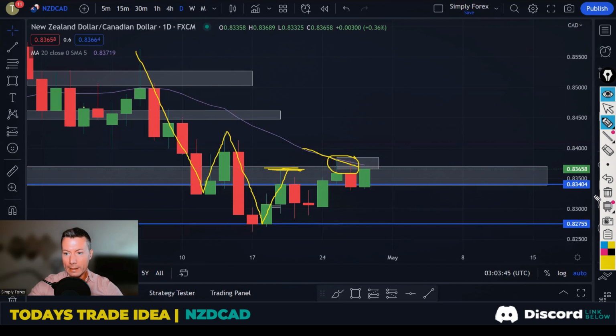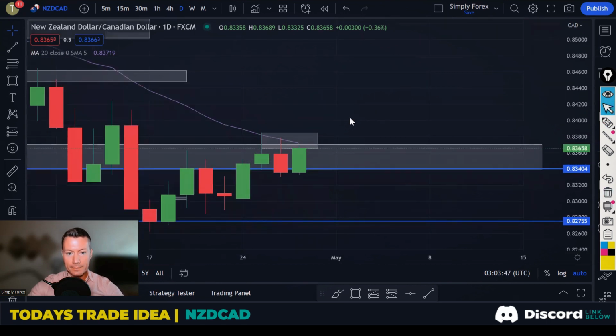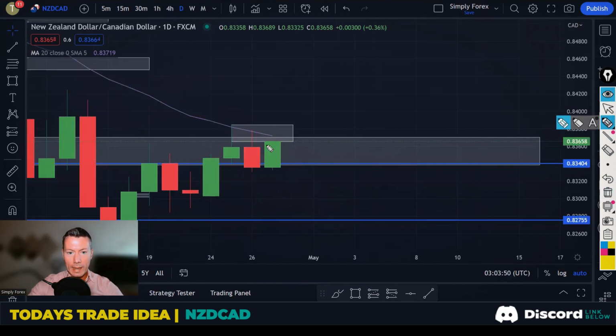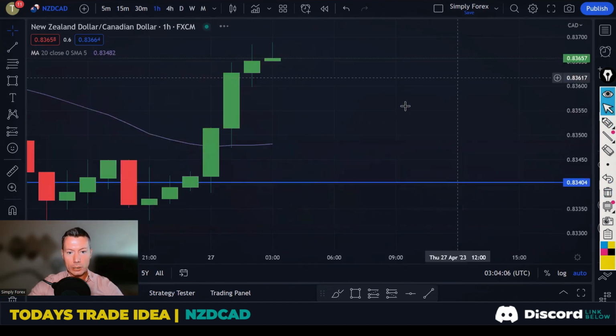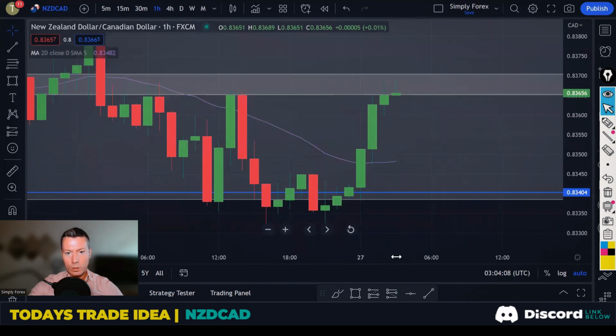We've got these wicks. If I zoom in, we also had a couple of days. I would say these are both bearish candles. We've got this wick and then this bearish red candle. So the idea is to carry this on back down to these lows. Okay, that's the idea. If we drop down to the H1, what are we looking at?